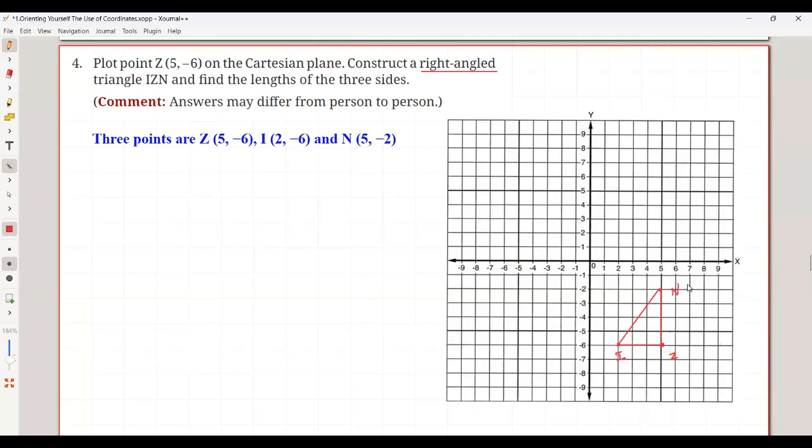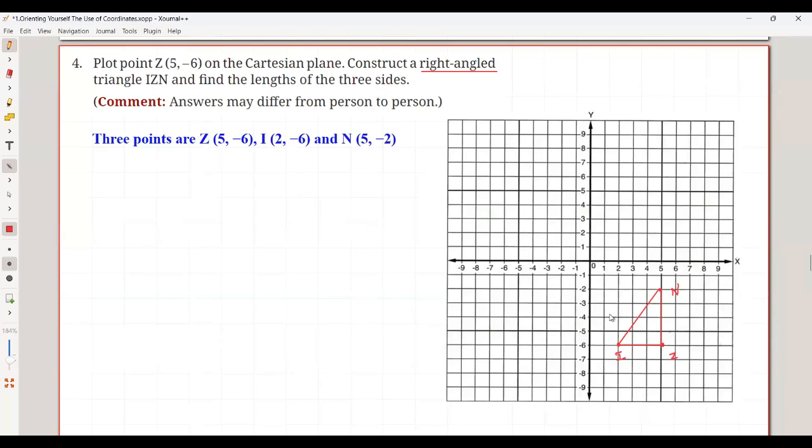So the answer may vary. The right answer may differ from person to person. If you take a small right angle triangle, the answer will differ. In the beginning, we have taken a big triangle, so the answer may differ. Now we have to find out the lengths of the 3 sides.